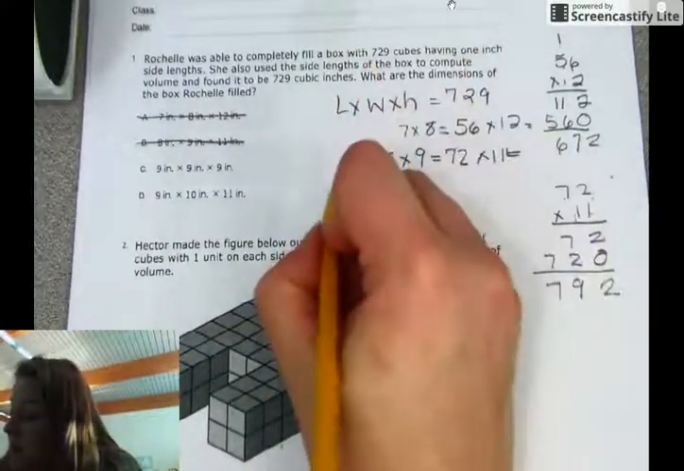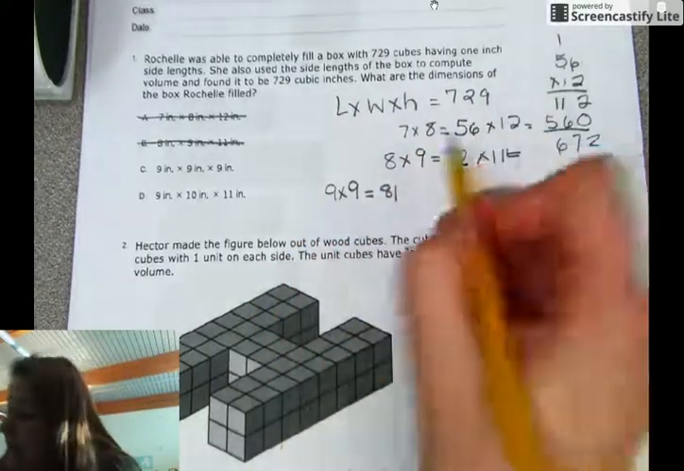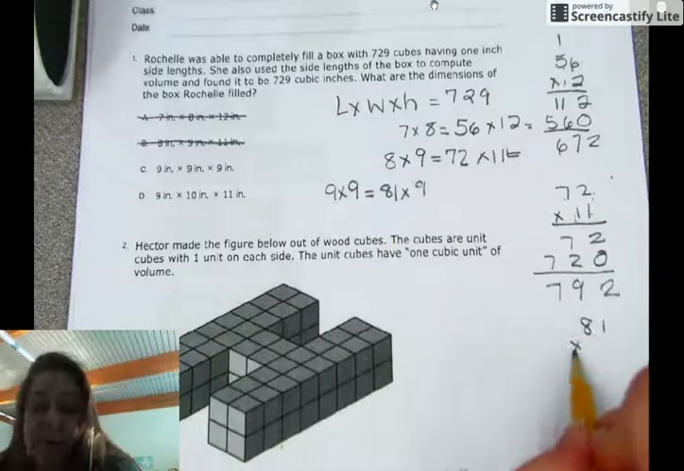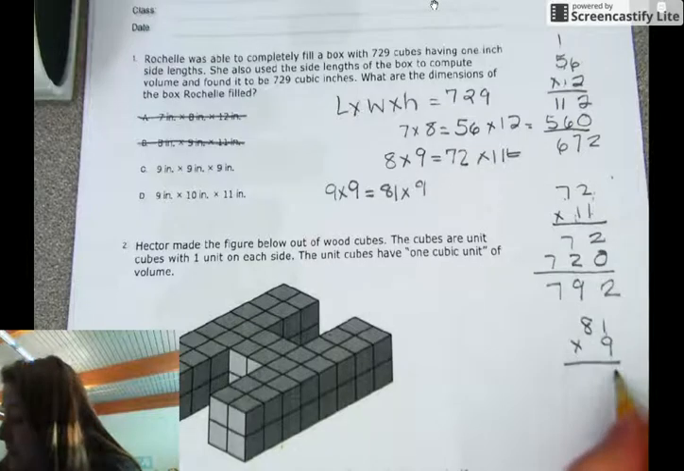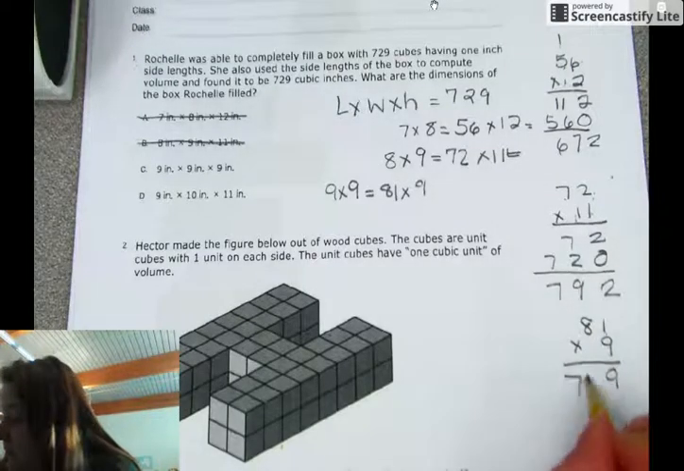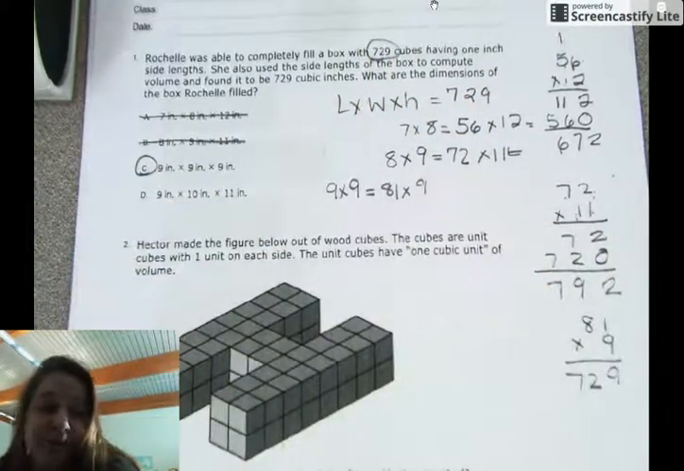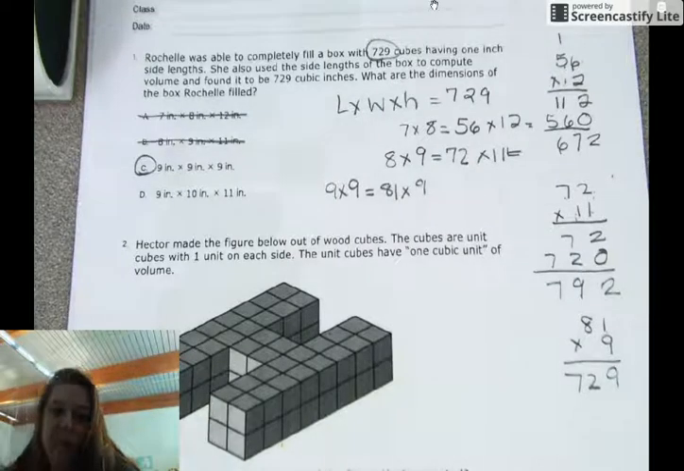Now here I'm going to go 9 times 9 equals 81. And now I have to take the 81 times 9. So over here, I'm going to do 81 times 9. 9 times 1 is 9. 8 times 9 is 72. So I got 729. So my answer is C. Okay.